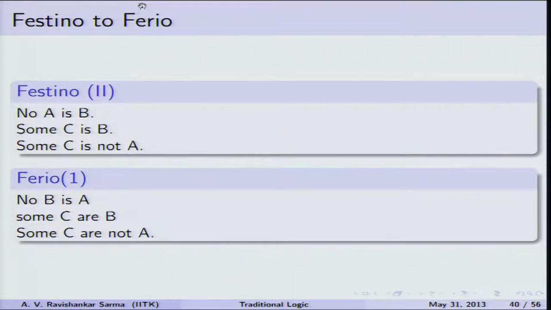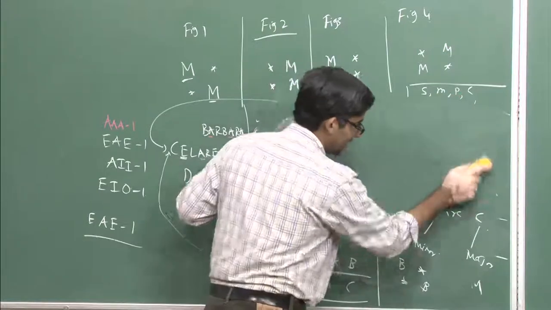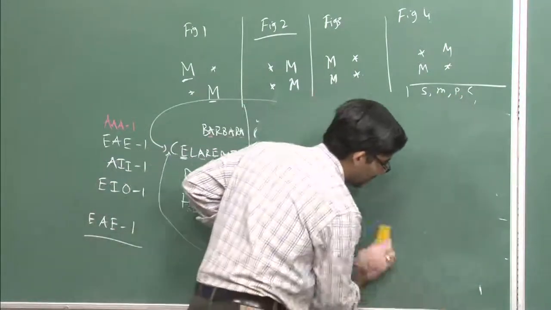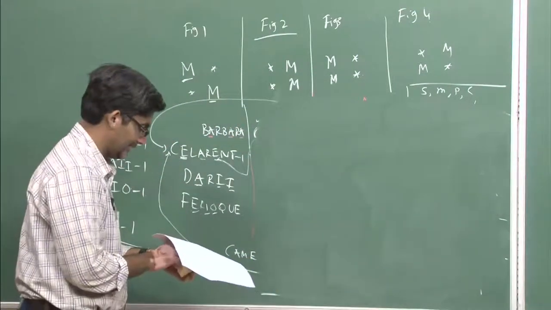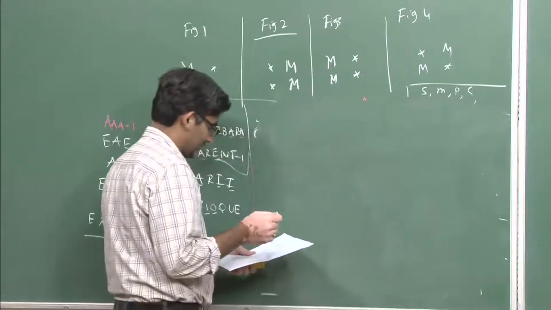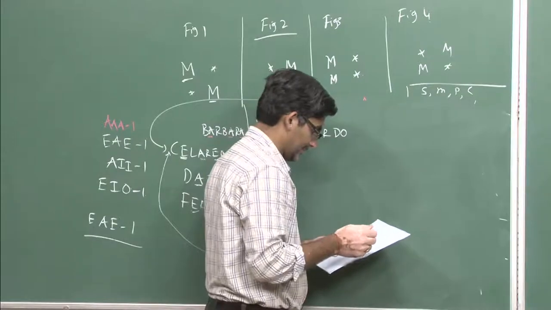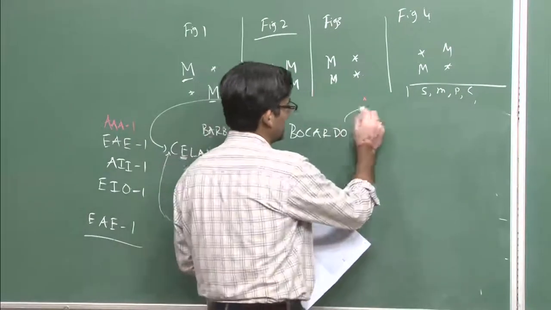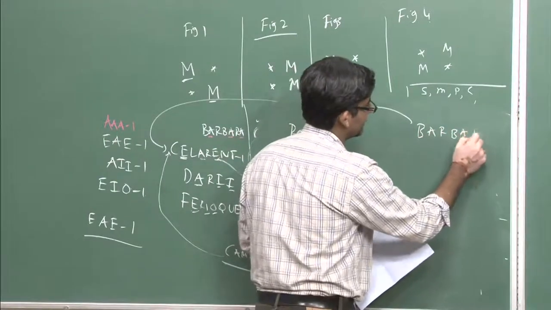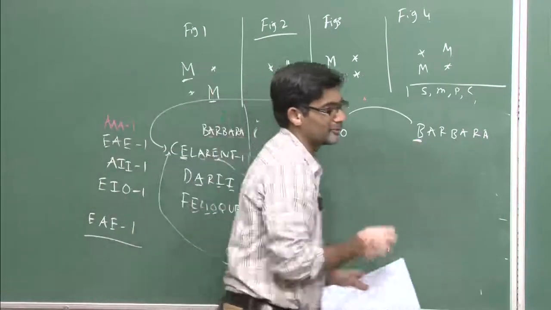In some cases things would be a little more difficult. Suppose you come across the letter C instead of S and M. Let us consider one more example. That means the syllogism needs to be proved using the contradiction rule, the indirect method in particular. Now we are trying to convert Bocardo. It can only be reduced to Barbara, because the first letter is B.